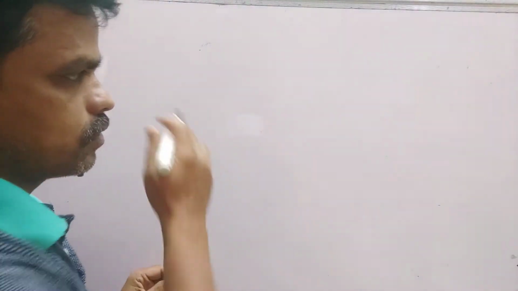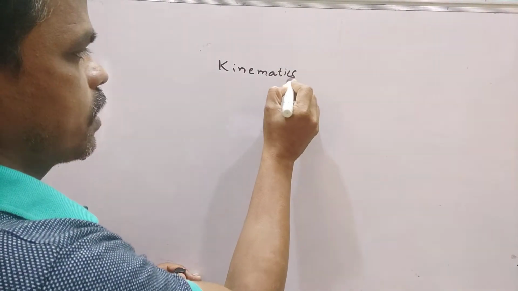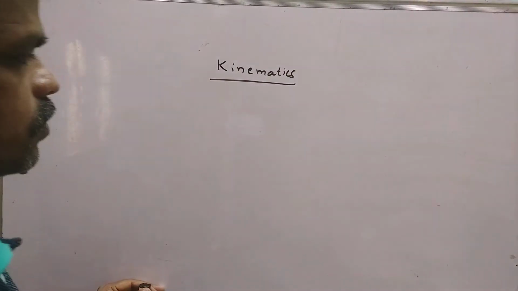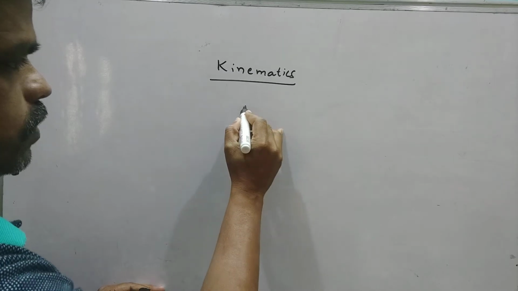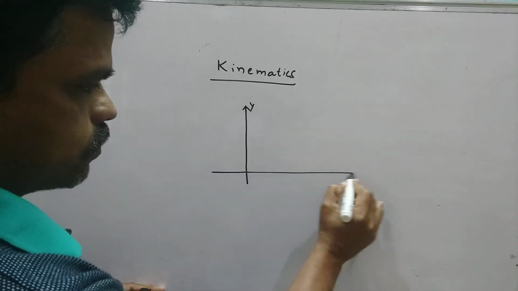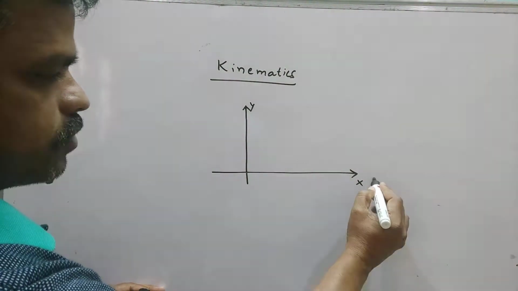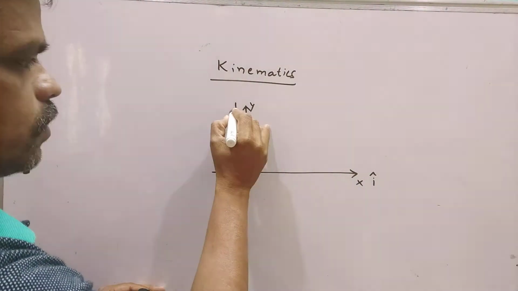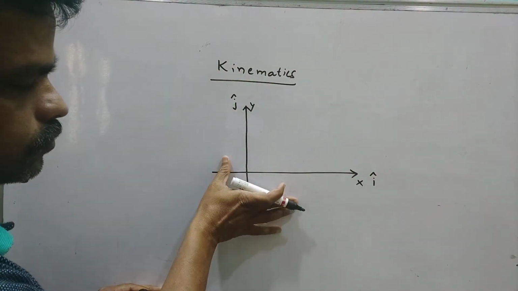In the last video I discussed calculation of distance in vector form. This is kinematics. So distance we calculated in the last video in vector form. For example, this is the y-axis, this is the x-axis. Along the x-axis the unit vector is i cap. Along the y-axis the unit vector is j cap. So these are the two axes.